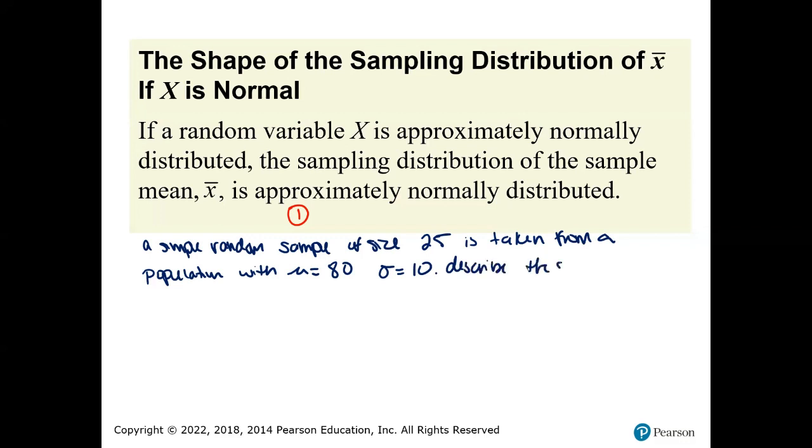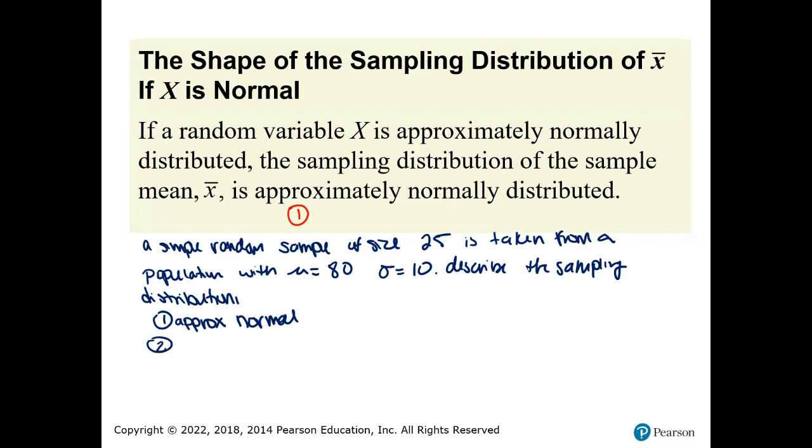Describe the sampling distribution. Okay, if it is coming from a population that gives me a mean and a standard deviation, it is also going to follow that it has a mean and standard deviation. It's going to be approximately normal. So approximately normal is the first thing that I am going to state.